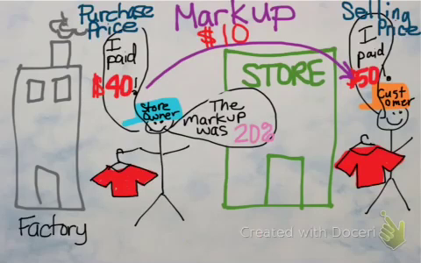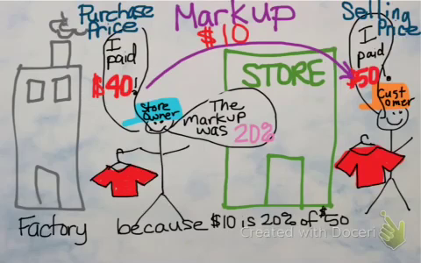So when we talk about markup, there are two different ways to look at the markup. The store owner is going to say that he only marked up the shirt 20%. The way that he got that was $10 is 20% of 50. So he's taking the selling price and finding the percentage that 10 is. So 10 is 20% of the selling price.